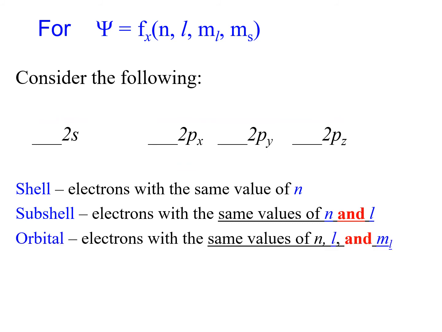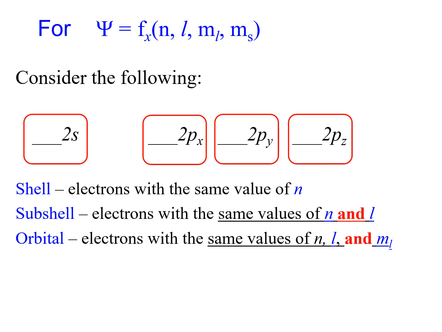Orbitals: electrons with the same value of n, l, and m sub l. So orbital electrons have the same value of n, because they're in the same orbital, they have to have the same value of n. L, because they're in the same orbital, they certainly have the same shape. And m sub l, their m sub l's will be different for the d orbitals or p orbitals. You don't know which ones they're going to be.